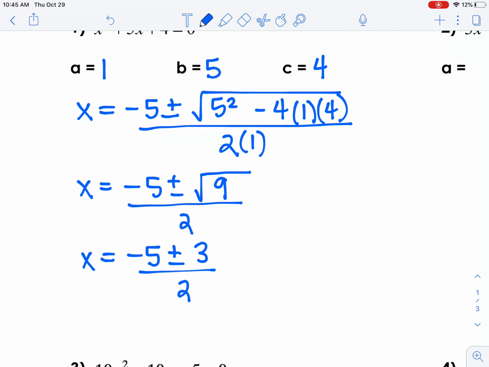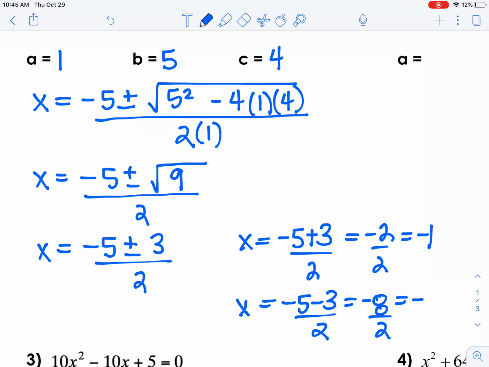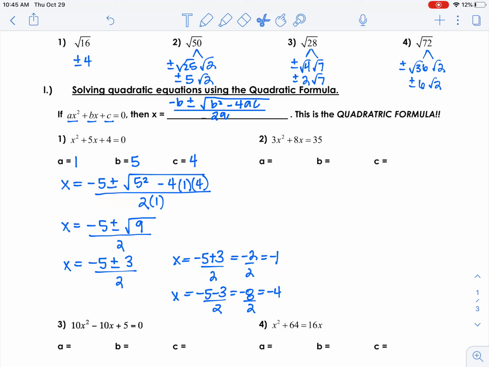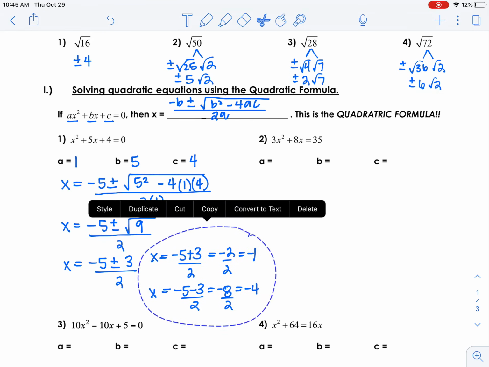So now I do this twice. X equals negative 5 plus 3 divided by 2, which would be negative 2 over 2, or negative 1. And then I do negative 5 minus 3 over 2, which is negative 8 over 2, or negative 4. Okay, I'm going to pick this up and scoot right there.